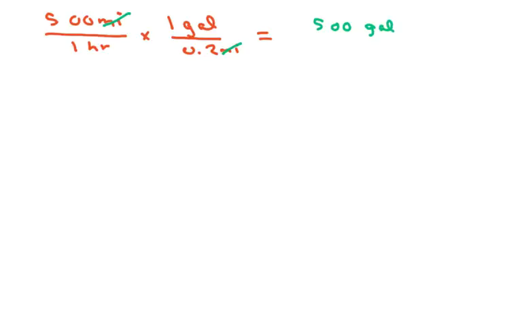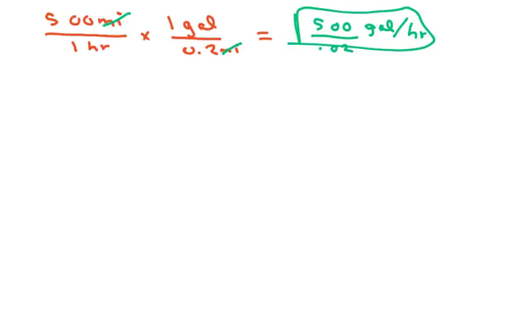gallons over 0.2 hours. So it's just gallons per hour. All right, so that's what you need to know. So once you do that, it's pretty easy.